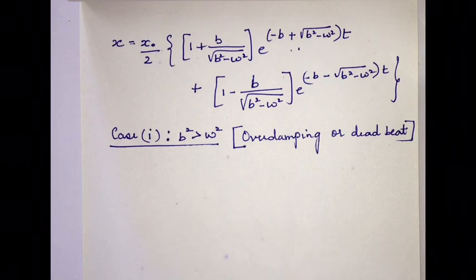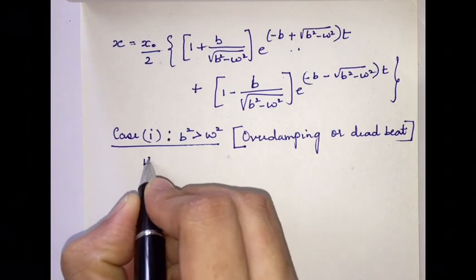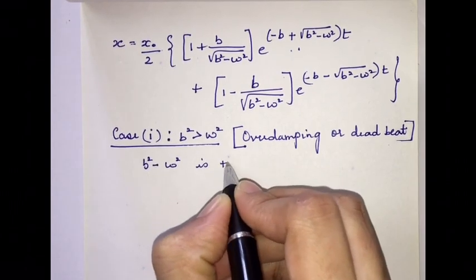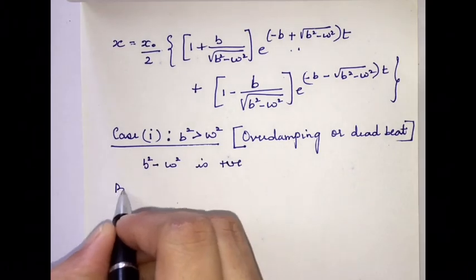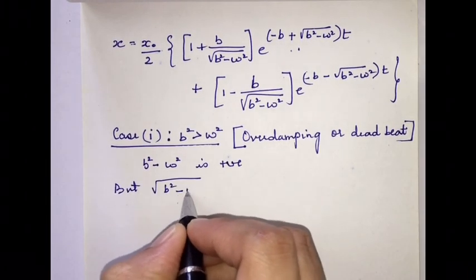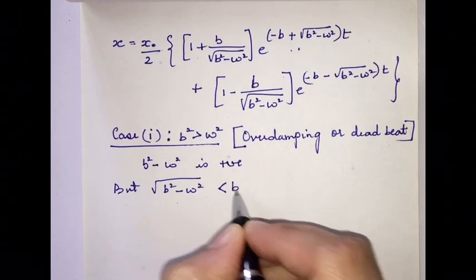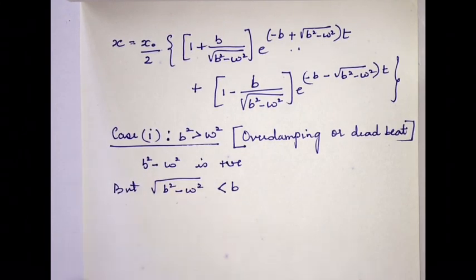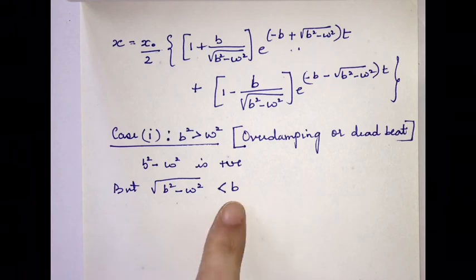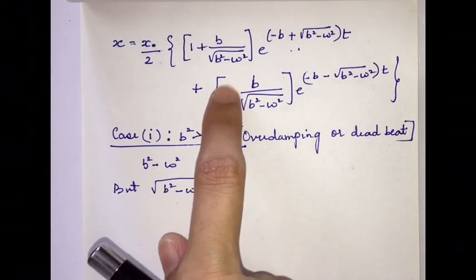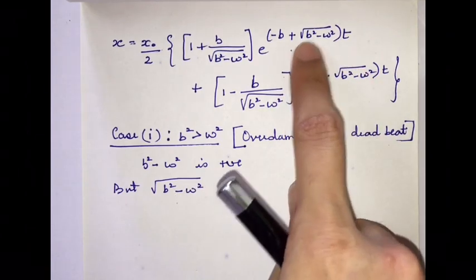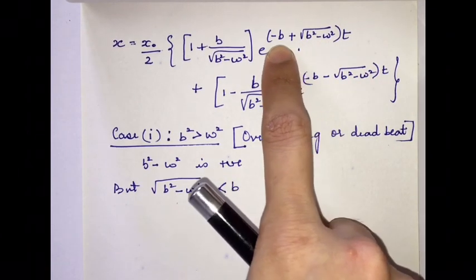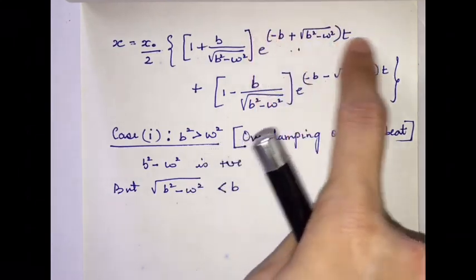So when b square is greater than omega square, b square minus omega square is a positive value, but the square root of b square minus omega square will be less than b. We know that the square root of b square is b, but here we are removing some value from b square and then taking the square root of that. Obviously, the square root of b square minus omega square will be less than the value of b. In the general solution, if you consider this term here, the square root of b square minus omega square will be lesser than b. In other words, this value will be a negative term.